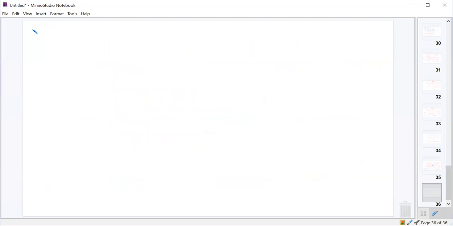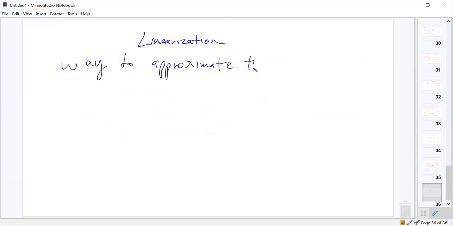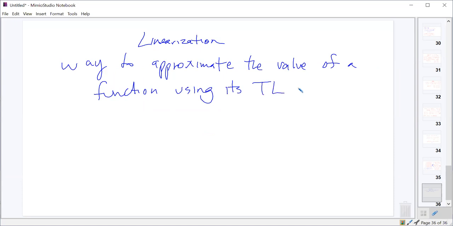What else to talk about with derivatives? We've done the increasing, the decreasing, the concavity, the points of inflection. Okay, next thing we should talk about is the idea of linearization. Linearization is just a way to approximate the value of a function using its tangent line on a small interval or a small scale.